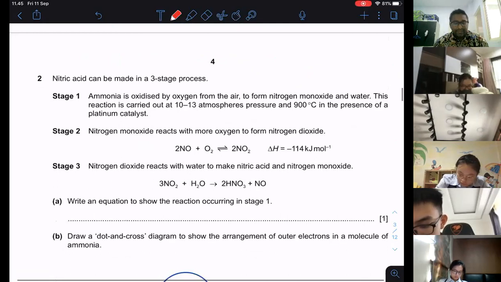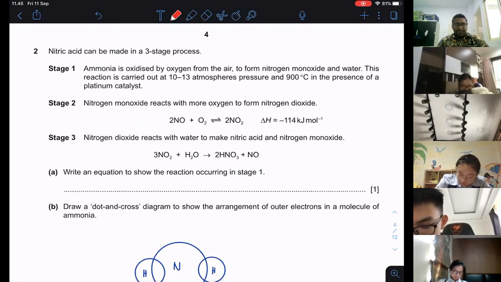Now, nitric acid can be made in a 3-stage process. 15 minutes for the first question, so we are still slow. Now, nitric acid can be made in a 3-stage process. You have all these stages and so on.